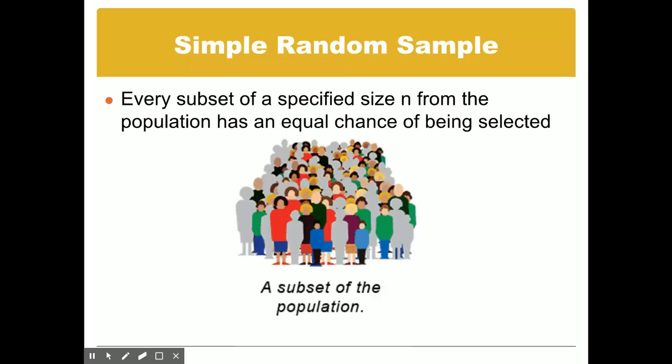So a simple random sample would be maybe you just go out to the quad or maybe during passing period and you just ask random people your survey question. But you can't do it all inside your class because then that would be biased. But simple random sample just means you're surveying people randomly.